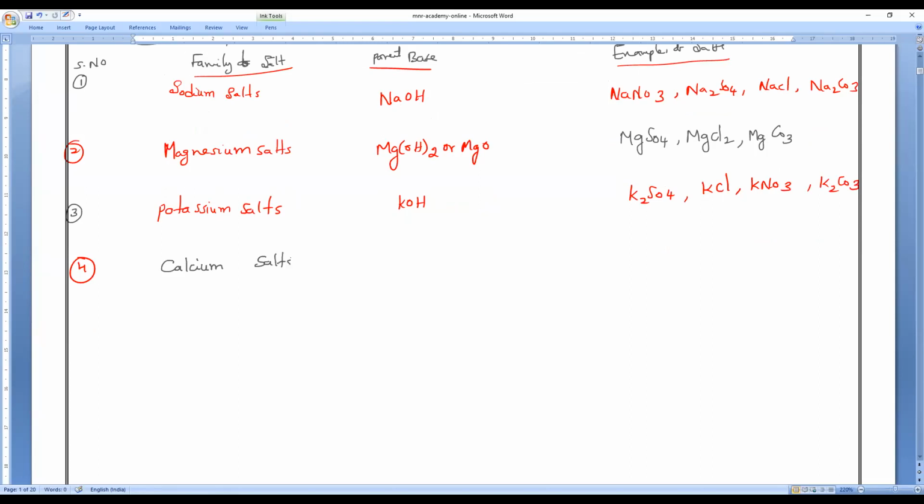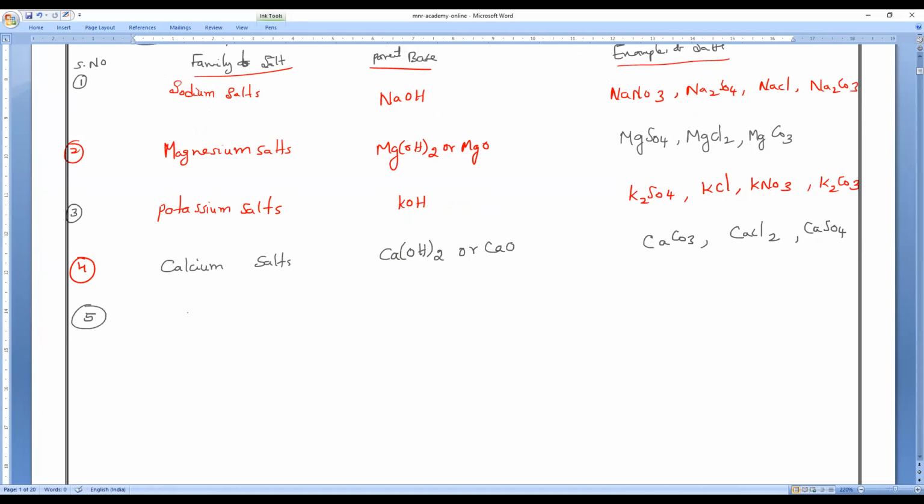Chemistry classwork. So calcium salts, tell me, what is that? We all know that: Ca(OH)2, calcium hydroxide, or CaO, calcium oxide. Whatever you have written, so many: calcium carbonate, calcium sulfate, calcium chloride. Am I right, everybody?